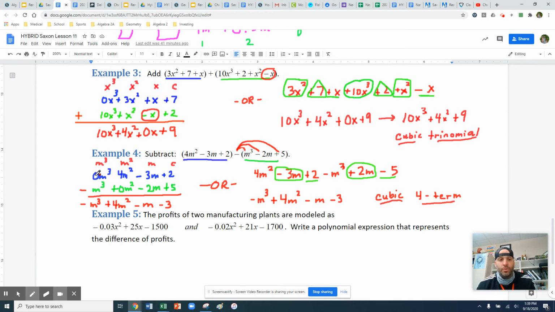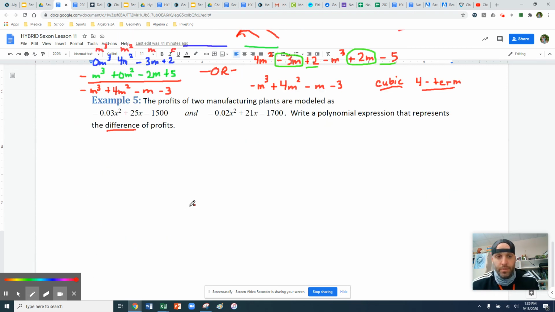So either way we slice it, we're going to get our polynomial to be the same. So there's two strategies there. You can decide what strategy you like the best, but both work equally well.